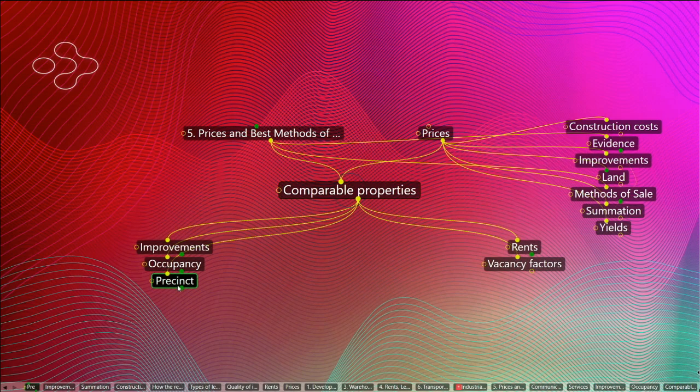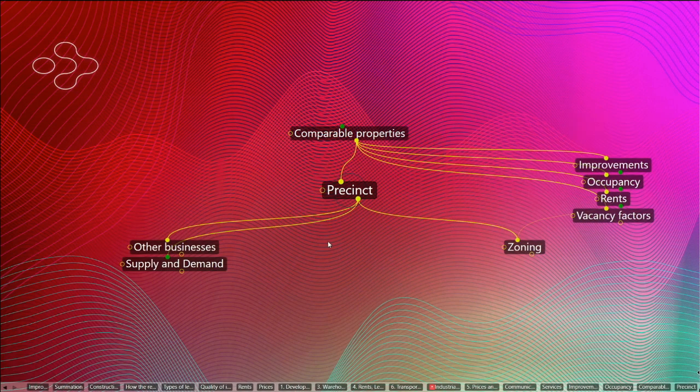Taking it a bit further, let's look at precinct. So you're looking at all comparable properties to your listing. The precincts have to be assessed. You have to look at other businesses in the location, the future supply and demand within the area for other industrial applications and properties, and you should look at the zoning of properties within the precincts, the comparable precincts for the comparable properties.